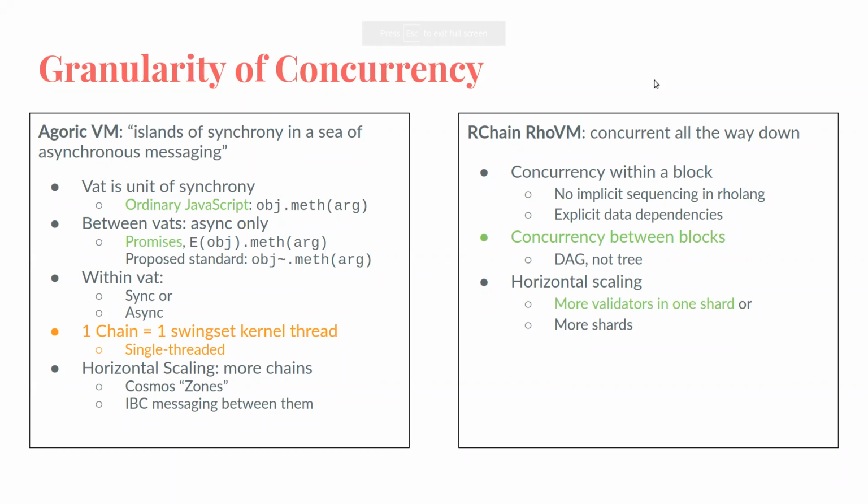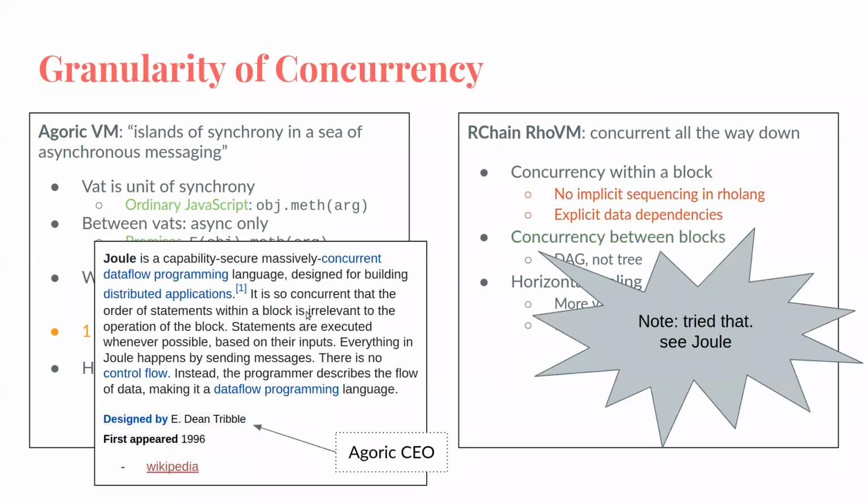Okay, then the RChain Rho VM is concurrency all the way down. They've got concurrency within a block, concurrency between blocks, horizontal scaling. You can add more validators to one shard, or you can add more shards. More shards is kind of like more zones. So the concurrency, where everything in the programming language is concurrent.